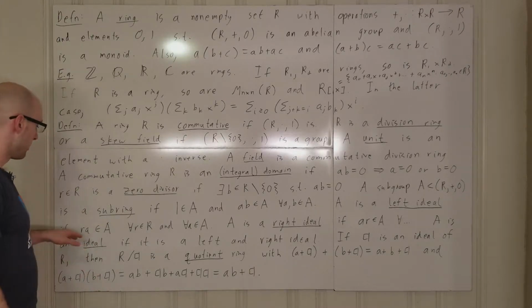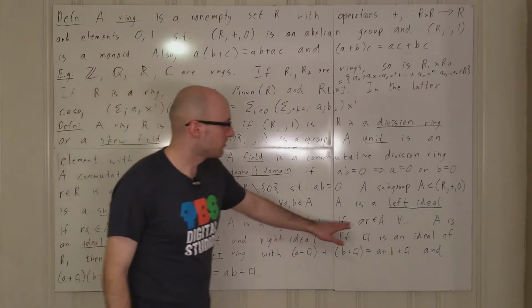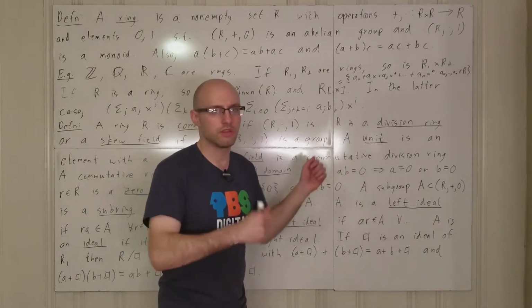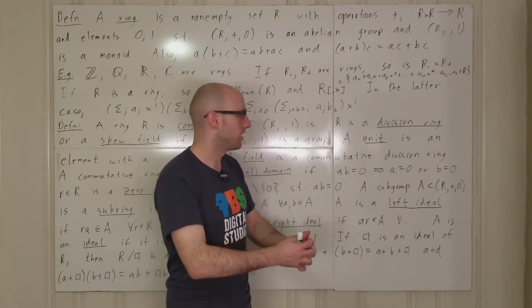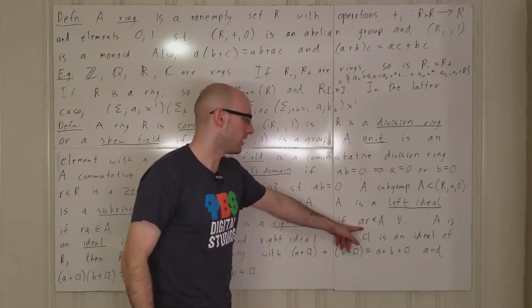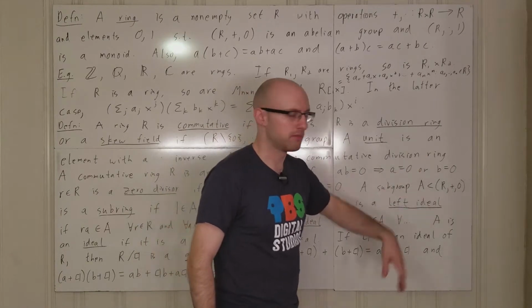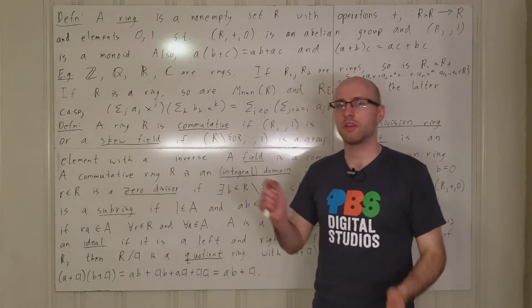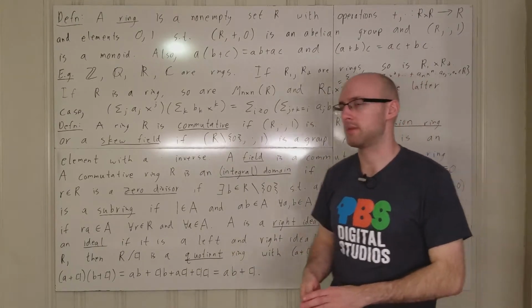And then a right ideal is the same thing, but you flip it. So the element of the ring goes on the left or right based on whether it's a left ideal or right ideal. And this is for all a in A and r in R. I didn't want to write them again. And then we just say that A is an ideal if it's a left ideal and a right ideal at the same time.